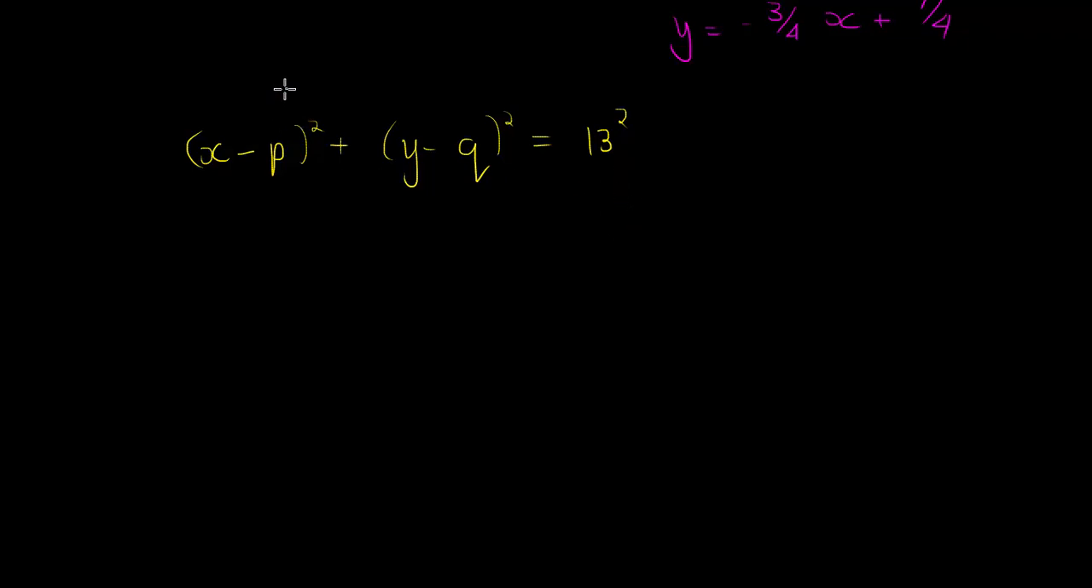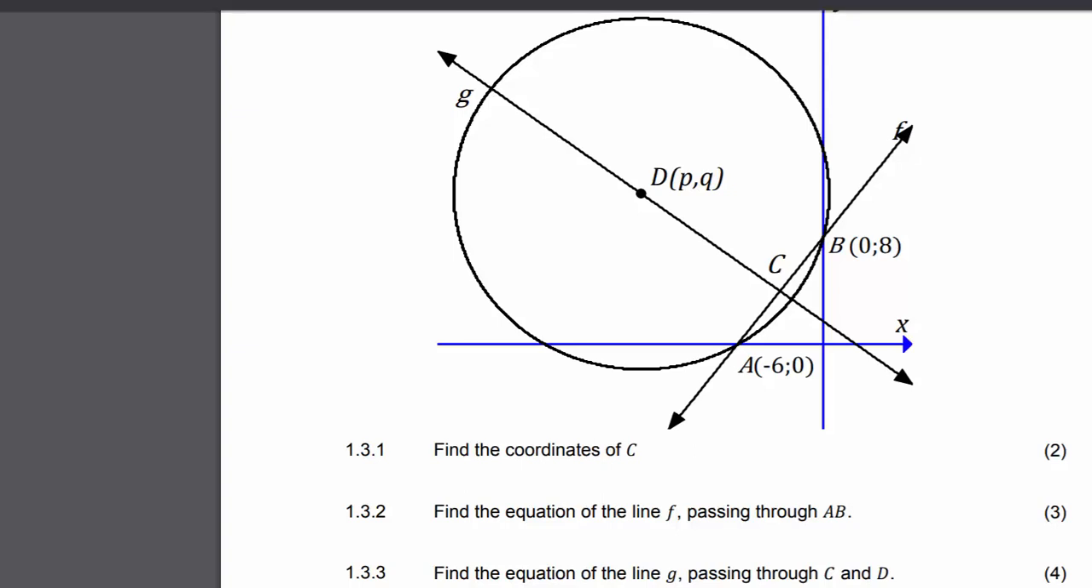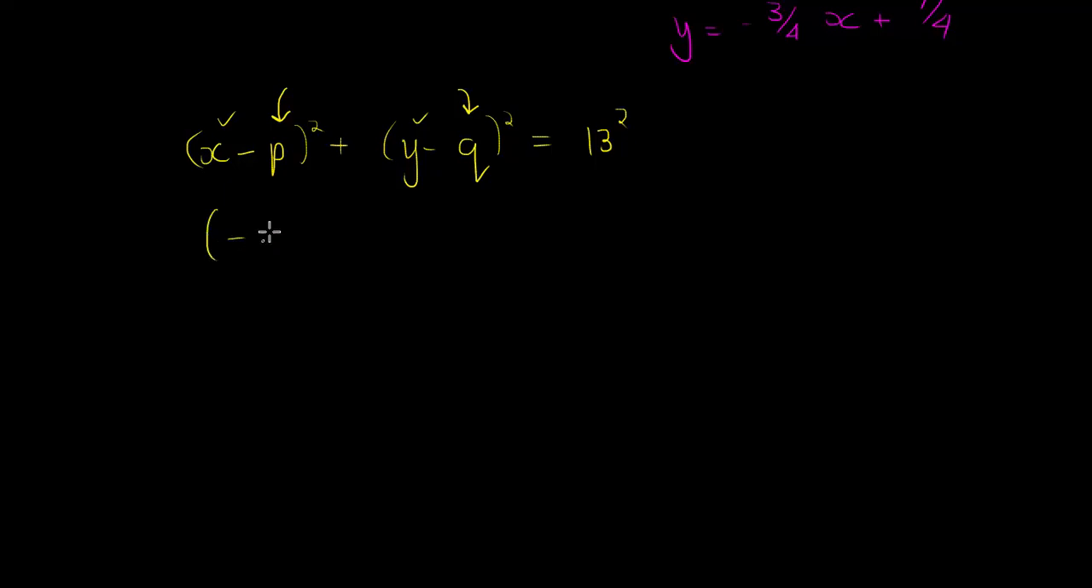From here on, they didn't really know where to go. So first of all, we have 4 unknowns in here. We have x and we have y, p and q. Now x and y is easy to substitute, because all we need is a point that's on the graph, any point on the graph. So -6 and 0. Let's do that. So I could just put in -6 minus p squared plus, and then y, 0 minus q squared is equal to 13 squared.